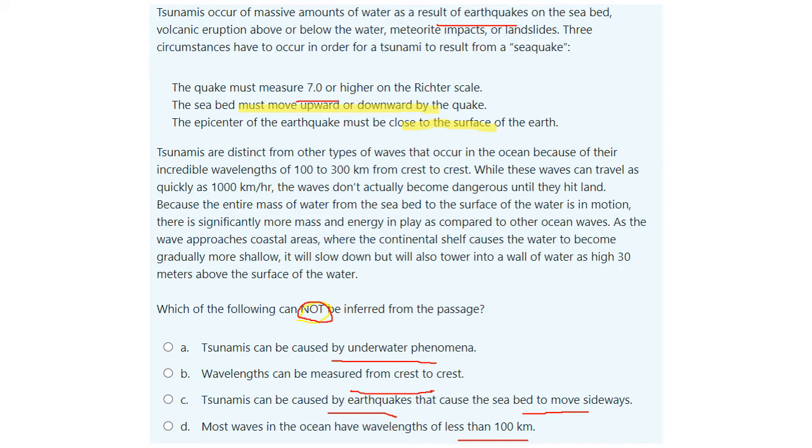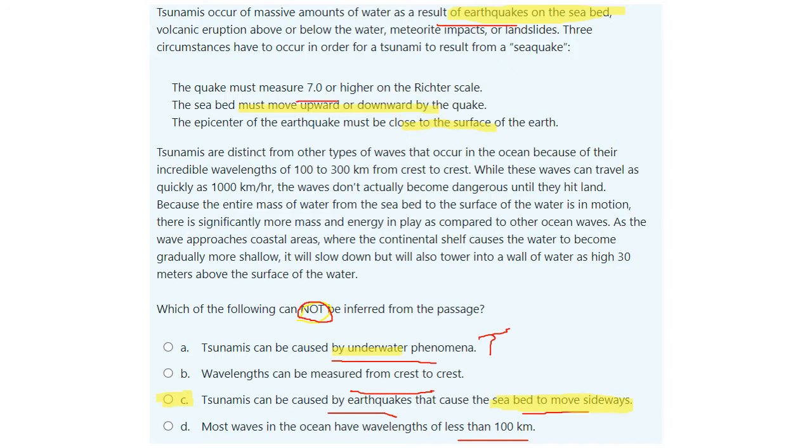Now, C talks about the seabed moving sideways, not up and down. So it looks like C might be the answer that we're looking for. Can be caused by underwater phenomena in answer A. Well, the earthquake can be on the seabed. So if the earthquake is on the seabed, that is underwater. So A can be inferred from the first sentence.